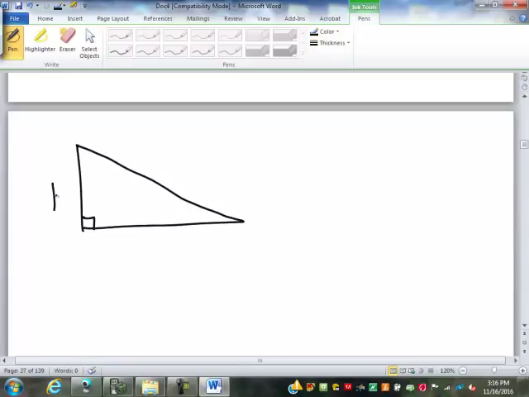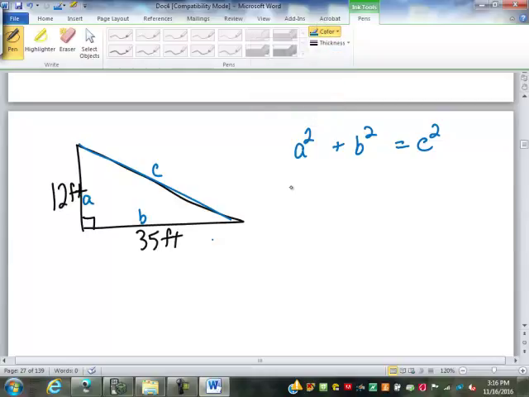We might have 12 feet, 35 feet. If I want to find the perimeter for this, what do I have to do? Got to find the hypotenuse. I got to find the third side. So my legs are A and B. My hypotenuse is C. So A squared plus B squared equals C squared. I'll fill in. A is 12, so 12 squared. B is 35, so 35 squared equals C squared. So 12 squared is 144.